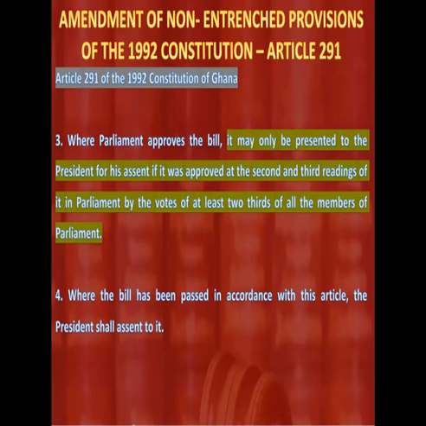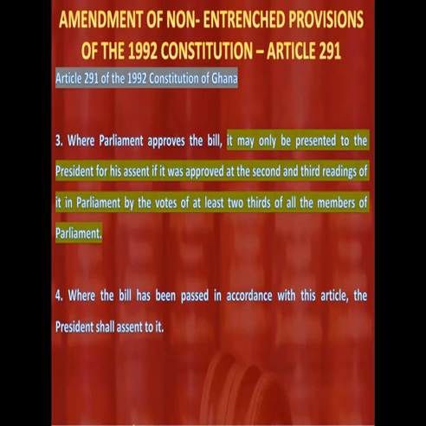And if at the second and third reading, at least 2/3 majority of the members of Parliament approve it, then the bill shall be presented to the President for his assent. But before the President shall assent to it, the Speaker, under Article 292, must give a certificate that the provisions of the Constitution were complied with in relation to the law that has been passed. These are the steps for the passing of a bill to amend the non-entrenched provisions of the Constitution.